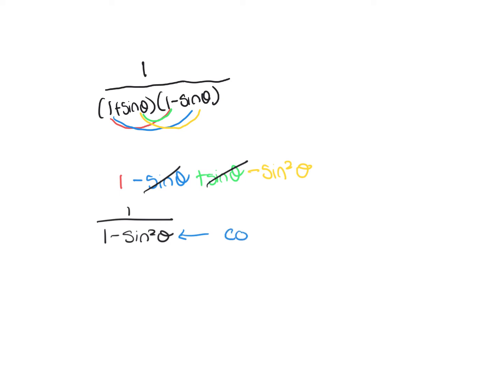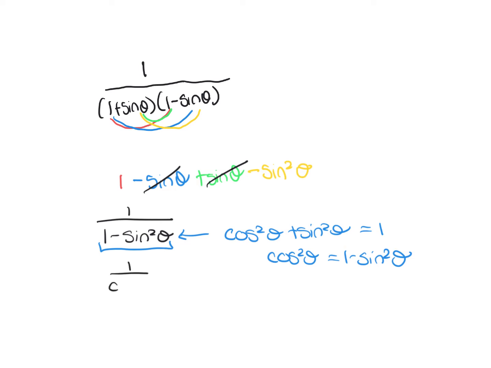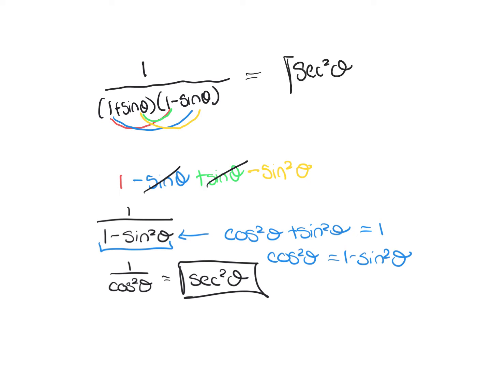This is a Pythag. Cosine squared theta plus sine squared theta equals 1. So cosine squared theta equals 1 minus sine squared theta. So this piece I can rename as cosine squared theta. So I have 1 over cosine squared theta. 1 over cosine is called secant, so 1 over cosine squared is called secant squared. So all simplified down, this thing equals secant squared theta.